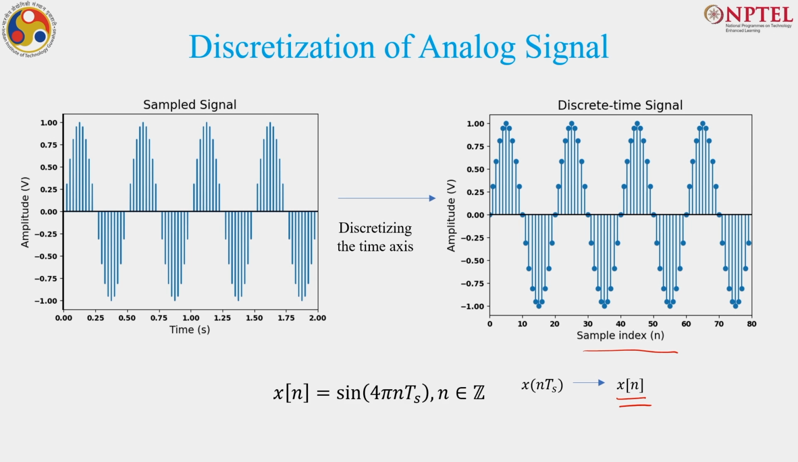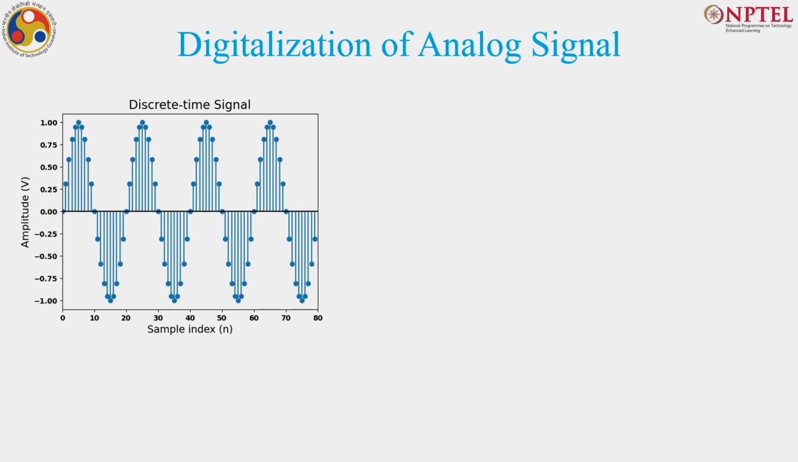So, here I say this is my x of n. Ts will have some value, and that will impact the variable, but I will simply say this is x of n. So, now I have the sampled version of the signal as a function of sample index n.